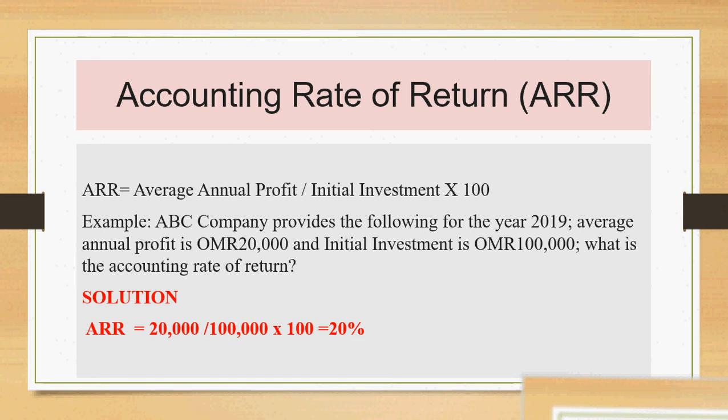Very easy, just apply the formula. What is the formula? Accounting rate of return equals average annual profit divided by initial investment multiplied by 100. So average annual profit is given in the question, 20,000. Initial investment Omani Riyal 100,000 multiplied by 100 equals 20%. That is, accounting rate of return is 20%.